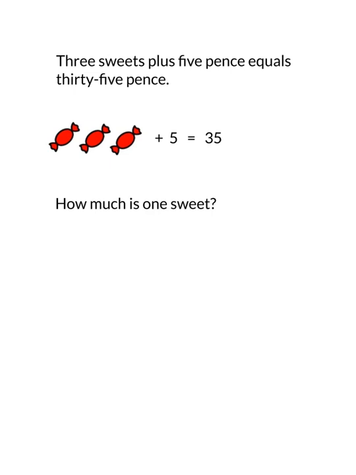3 sweets plus 5 pence equals 35 pence. How much is 1 sweet? Well, pause the video for a moment and think about it. Well, 30 plus 5 would give you 35. So 3 sweets cost 30 pence, then divide by 3, 1 sweet would be 10 pence.